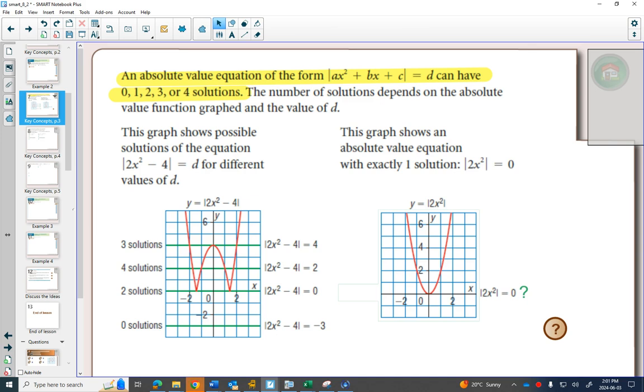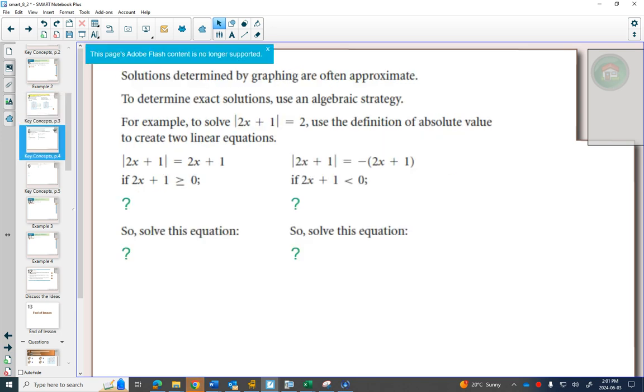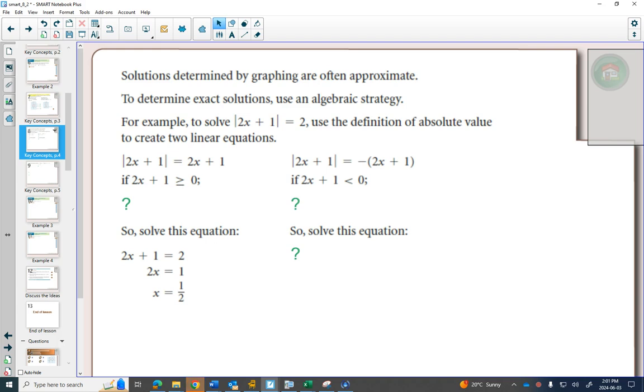What we're going to look at next is how we can do this algebraically. And that's what's going to happen in example 3. So, the idea looks like this. If the absolute value is equal to 2, that either means the inside is equal to 2, or the inside is equal to negative 2. And you'd have to solve both of those separately.